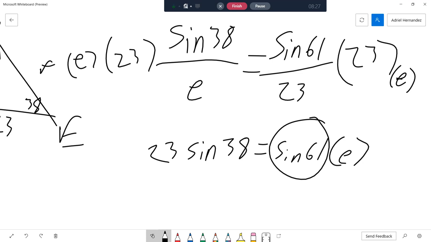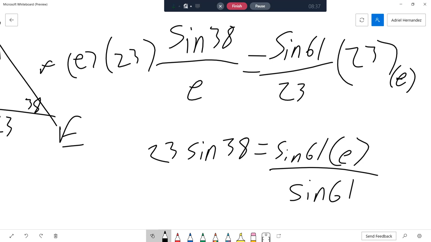So how do we undo multiplication? We know that we have to divide. So we're going to have to divide by sine of 61 on both sides. Sine of 61.